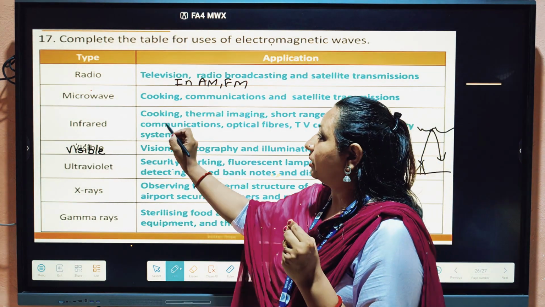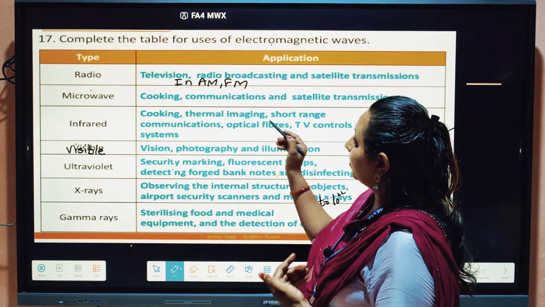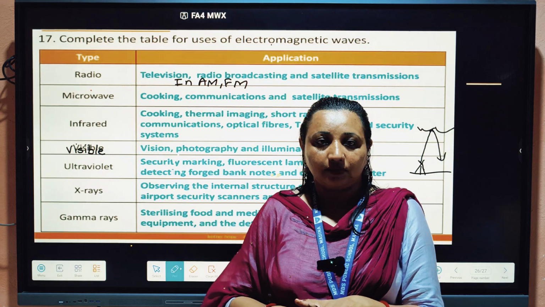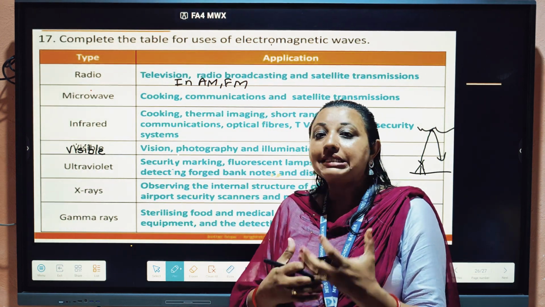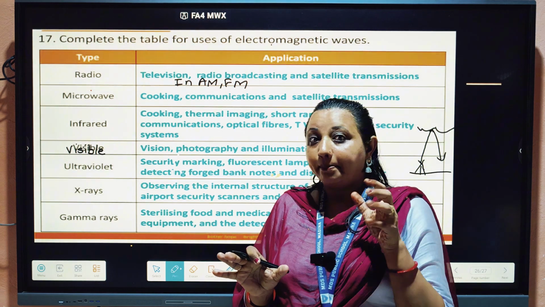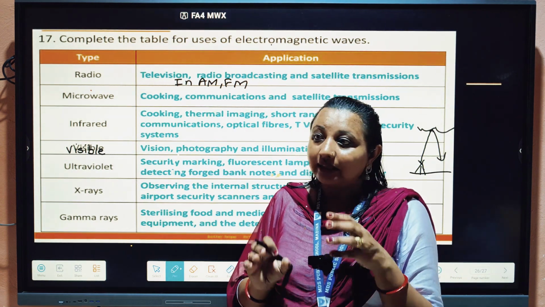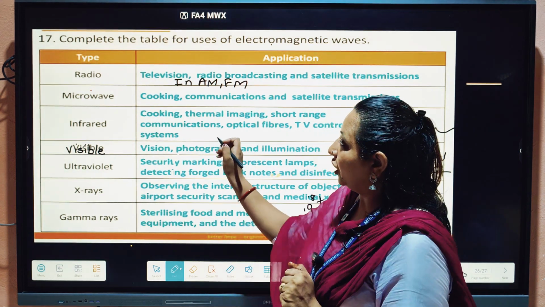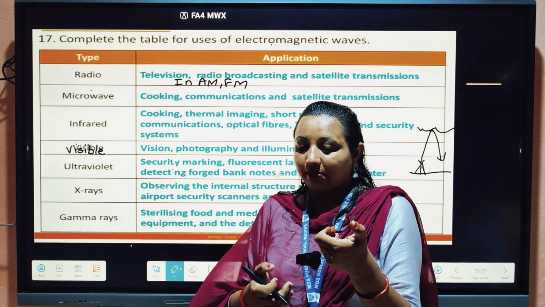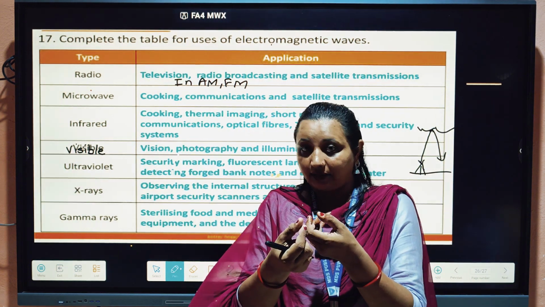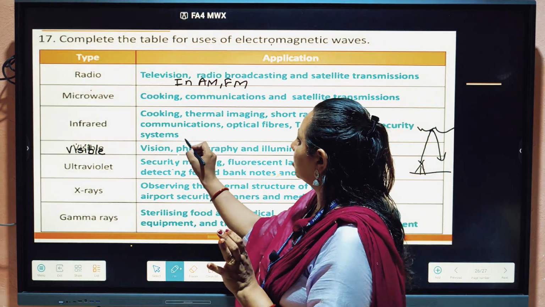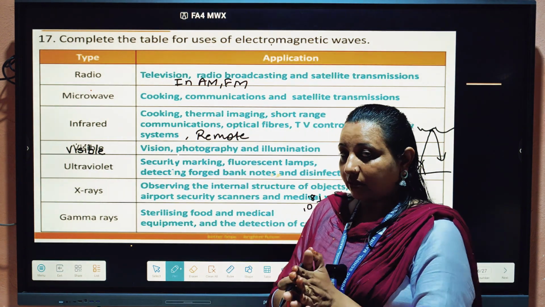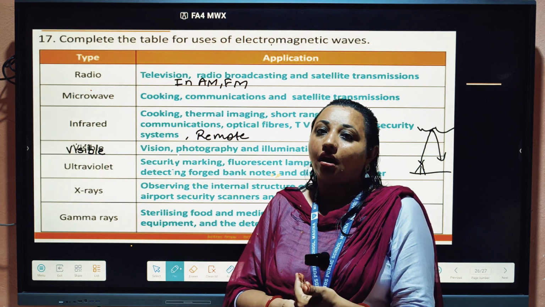So that's why they are used in cooking, thermal imaging, short range communications, optical fibers, TV controls, and security systems. Our eyes can't detect infrared rays, but there are some animals, like snakes, that can detect infrared rays. Infrared is also used in remote signals. You may have seen that in remote signals there is a red light, right? So TV remotes also use it, and it is also used in burglar alarms, right?